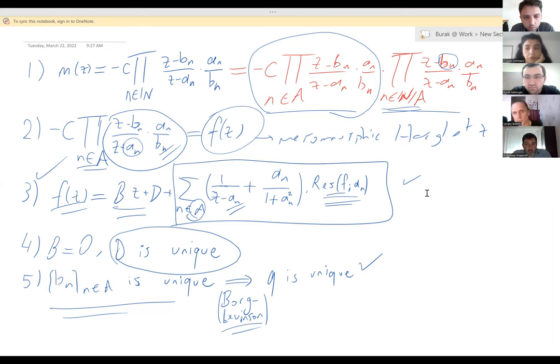So you can just find residues with respect to those bn, those an that correspond to a. So as I see, actually you don't need this Herglotz property. You can just calculate residues, and that would be enough to construct the M function.